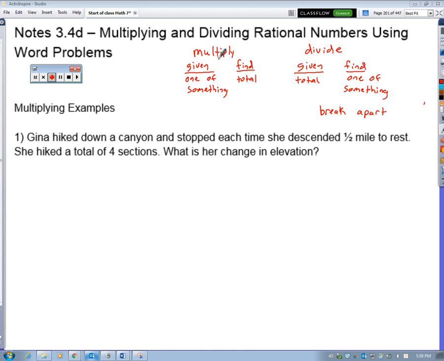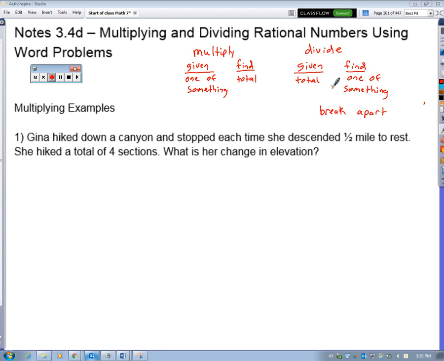So here I have some clues up here, like I've given you before in chapter 2, on how to tell multiplying problems and division problems. Now they don't always follow this. Remember, I've told you word problems are kind of tricky. They don't always follow the same thing, but sometimes you get some clues. If you're looking at whether to multiply or not, usually you're given one of something. They tell you what one of something is, and then you're going to multiply that by one of the other numbers in the problem to find a total of something.